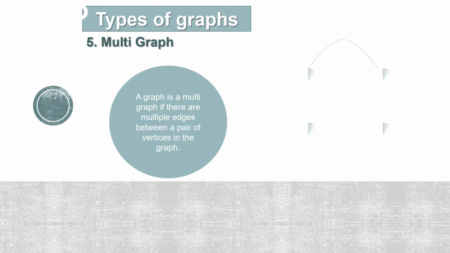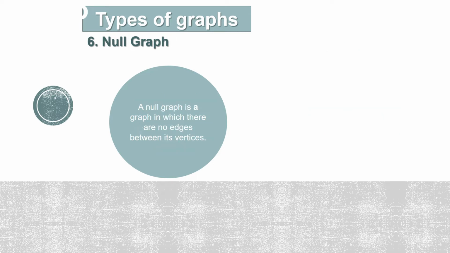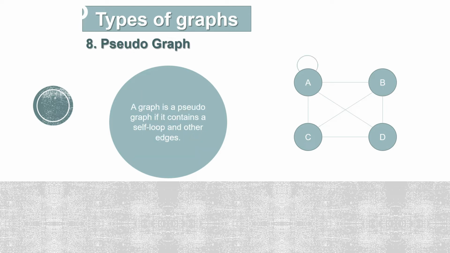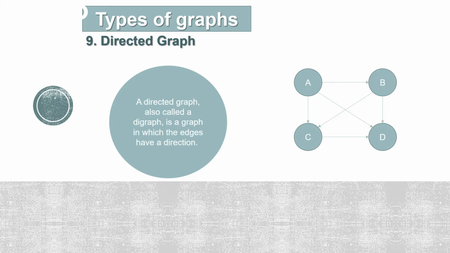A graph is a multigraph if there are multiple edges between a pair of vertices in the graph. A null graph is a graph in which there are no edges between its vertices. A complete graph is a graph with n vertices and an edge between every two vertices. A graph is a pseudo-graph if it contains a self-loop and other edges.